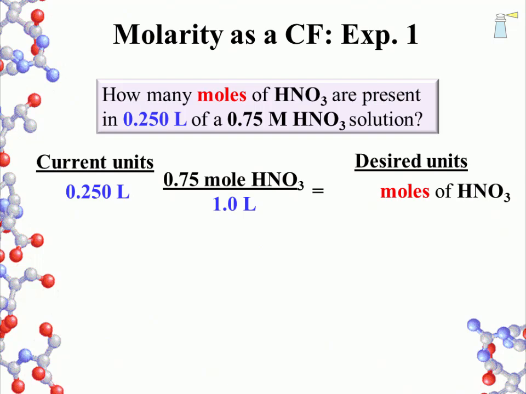Fortunately, this orientation is the correct one for canceling liter units out and leaving mole units. Some calculator math, and 0.250 liters of a 0.75 molar nitric acid solution is shown to contain 0.1875 moles of nitric acid. A quick check of sig figs has us trimming that value down to 2 significant figures.